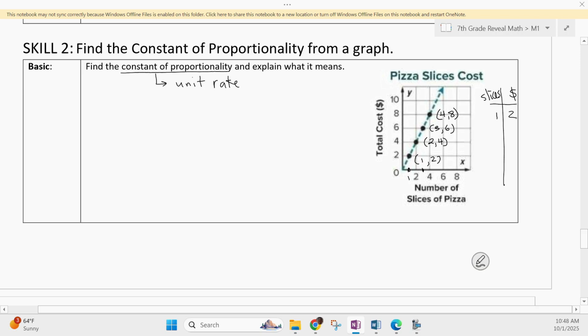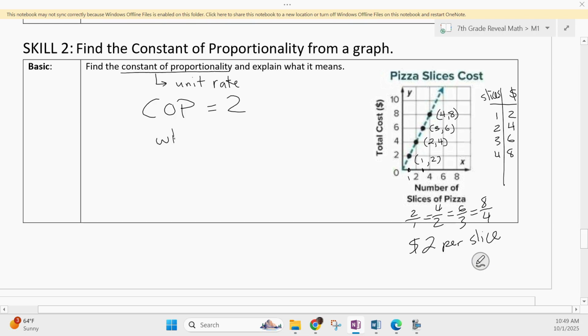1 slice, $2, 2 slices, $4, 3 slices, $6, 4 slices, $8. However you want to look at it. How do we get unit rate usually? We just divide. So 2 divided by 1, 4 divided by 2, 6 divided by 3, and 8 divided by 4. They all come to a beautiful $2 per slice. So the constant of proportionality equals 2.